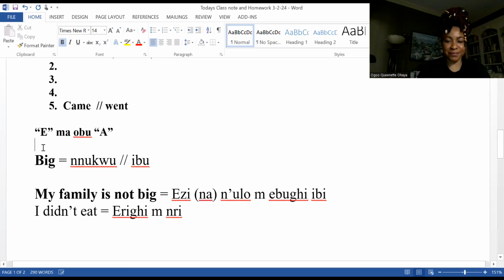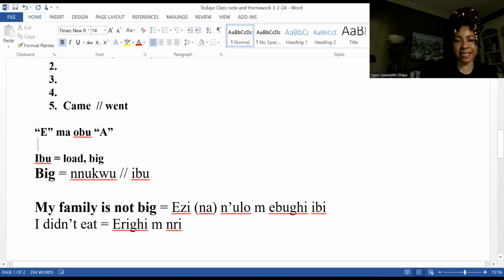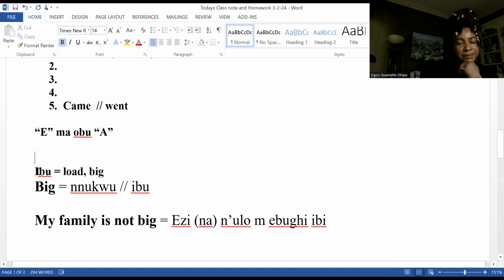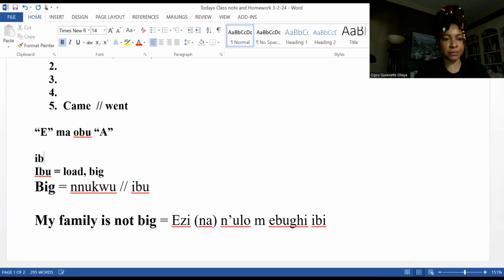We have ibu. Okay, ibu means load. Big. So when you're looking at this now, this verb, ibu, to load. Ibu is to load. Now let me break it down. Ibu, to load. Okay? Bunyibu, to load.